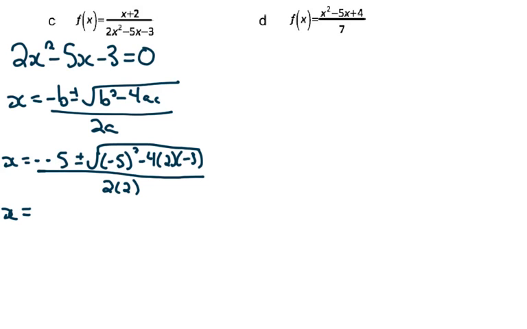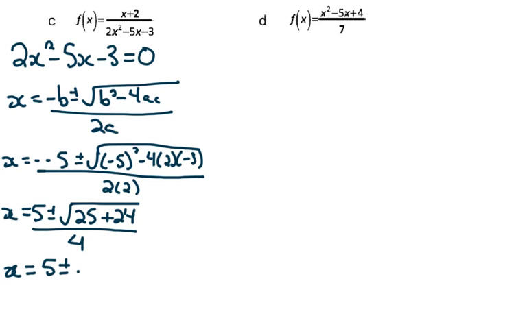Simplify, we have negative negative 5, which is just 5. Negative 5 squared is 25. Negative 4 times 2 times negative 3 ends up being positive 24. And 2 times 2 is 4. Under the root, we've got 25 plus 24, which is 49. We can take the square root of 49, which is 7.